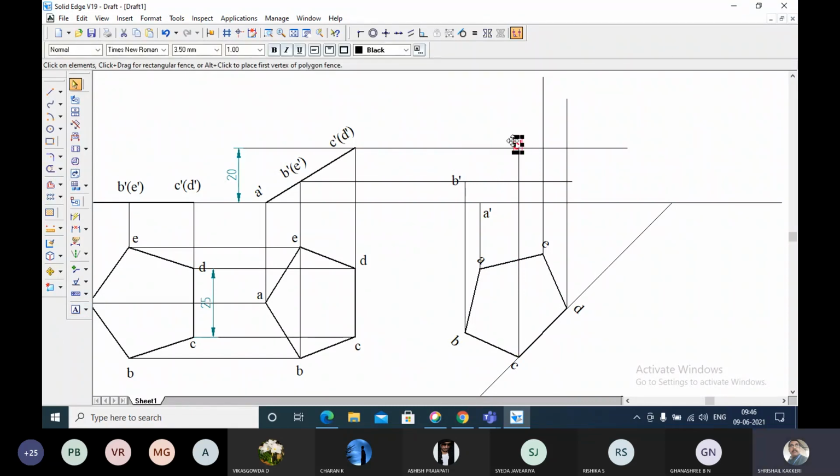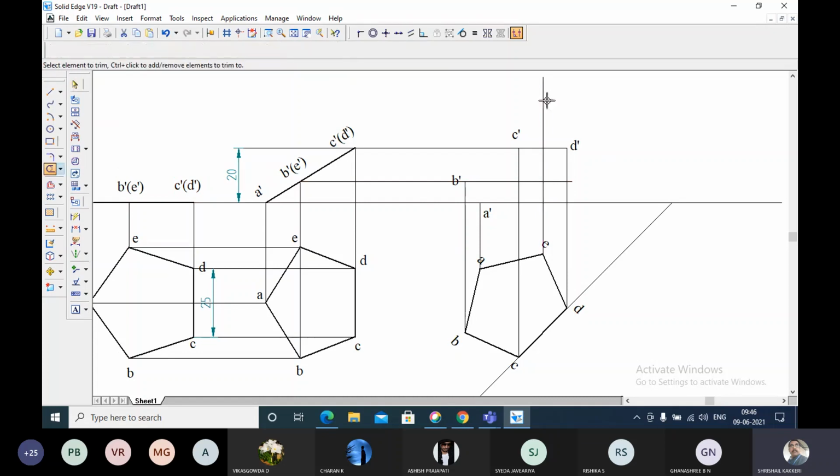Not on the lines, it should be outside the figure. C dash, A dash, B dash, C dash. Now D, where does it come? D is here and D is here. You can see that this is the point of intersection of D from the front on the top view. Let me write it as D dash. And E is on this line and on this line.